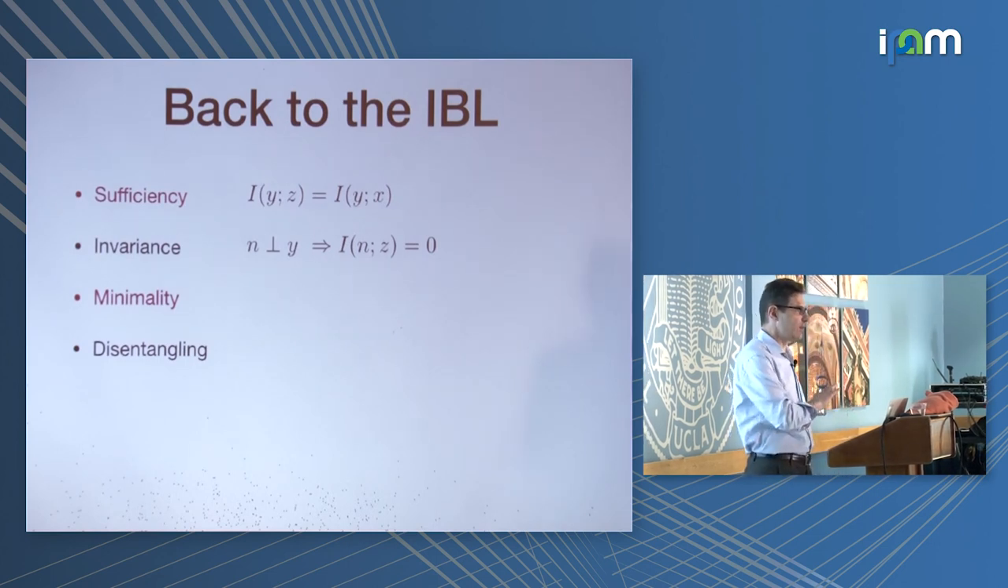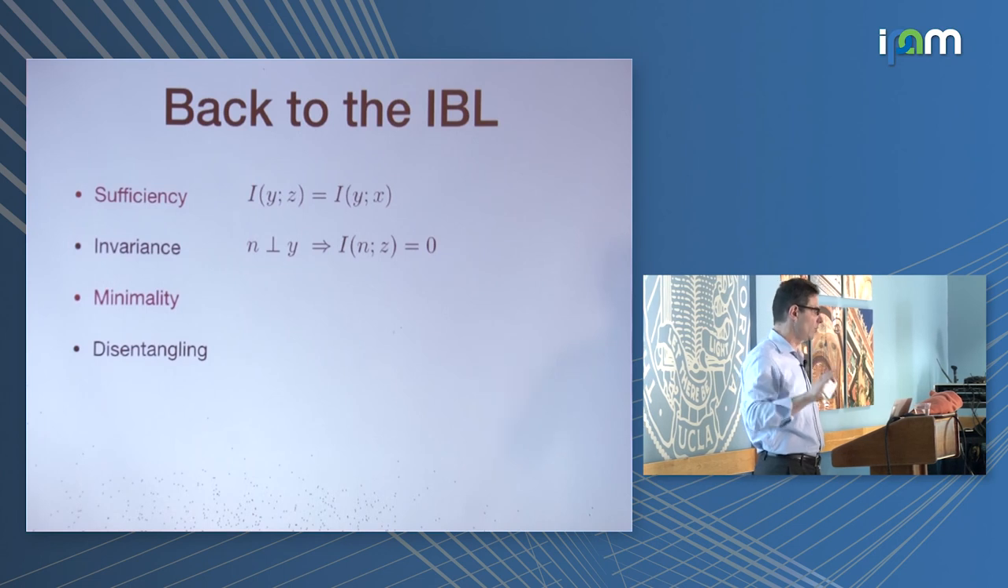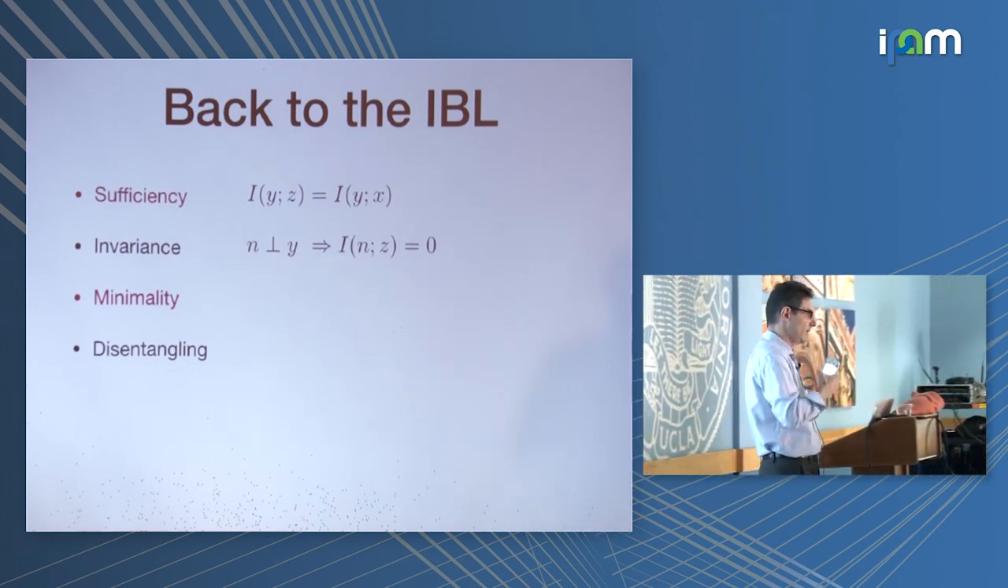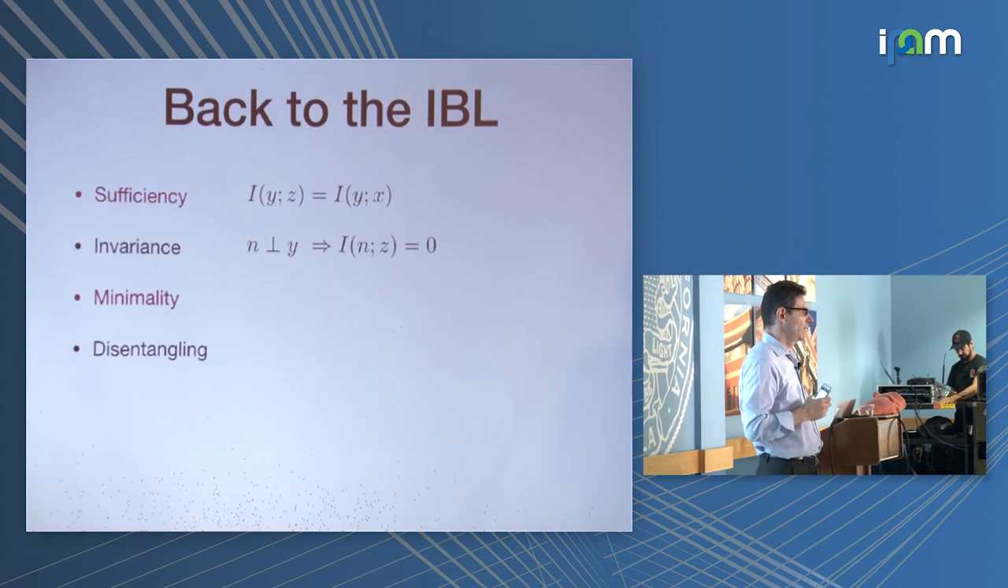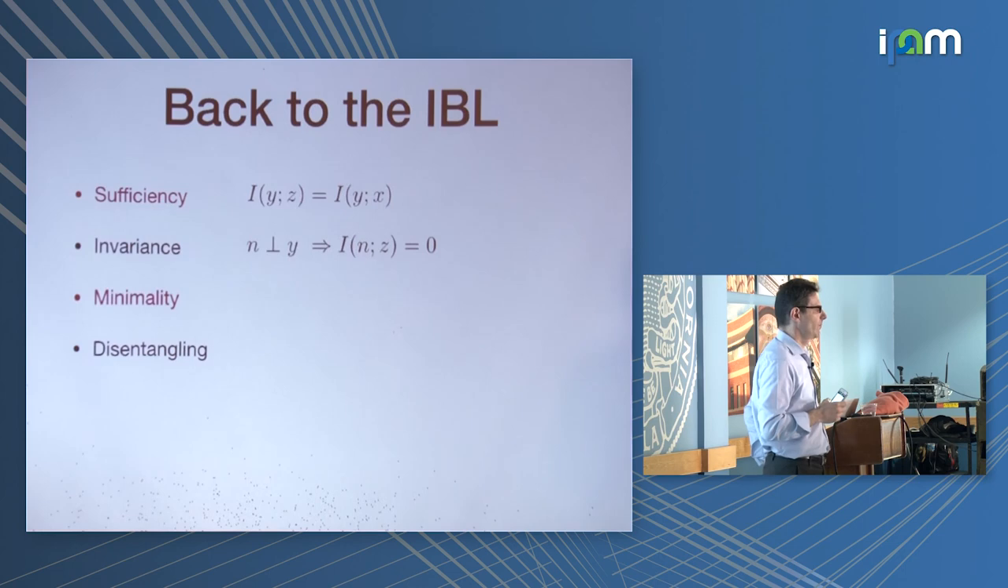So I have not said anything about uniqueness, meaning that I've not said that the representation has to be or should be unique, right? There could be infinitely many. All I ask is that it is sufficient, invariant, minimal, and disentangled. And in fact, there are infinitely many, yes. For example, let's say that there was a task solved by regression. So the conditional mean would be the best thing I could hope to do, right? So that would be defined as a sufficient, minimal, invariant statistic, right?